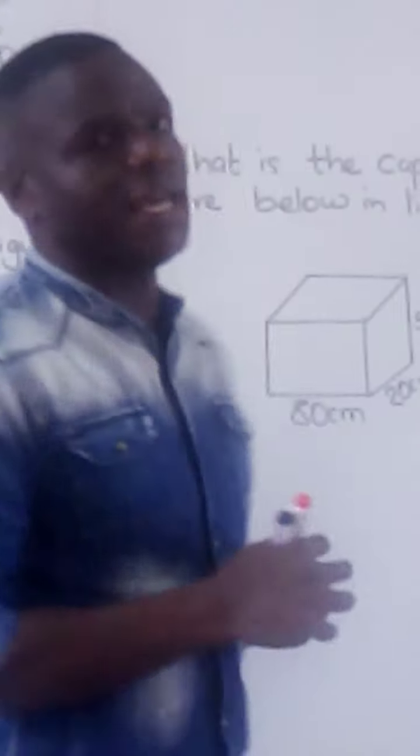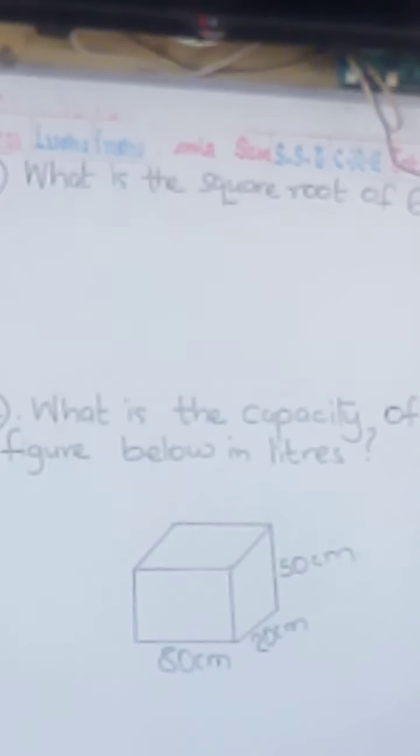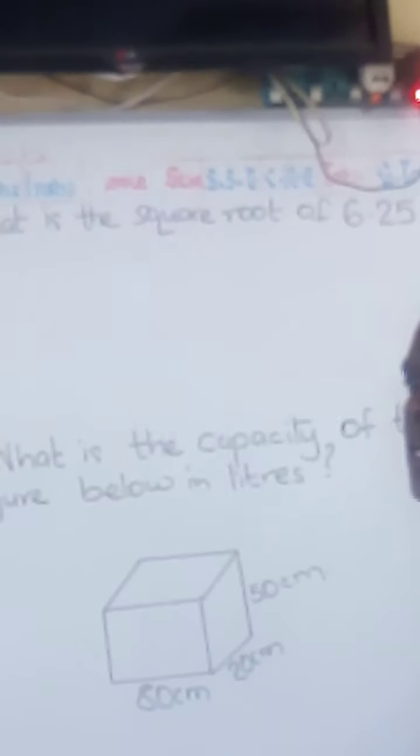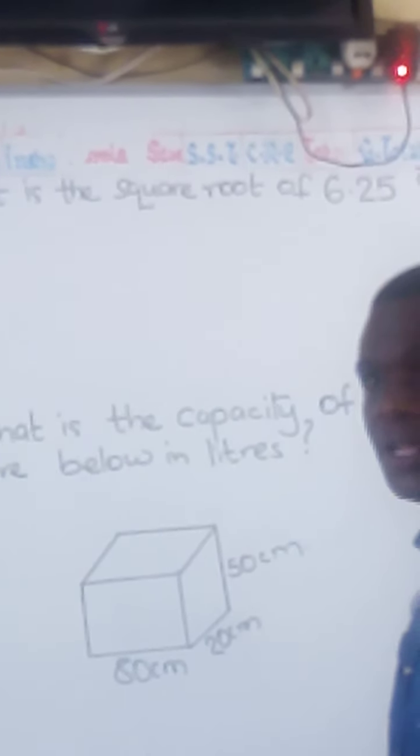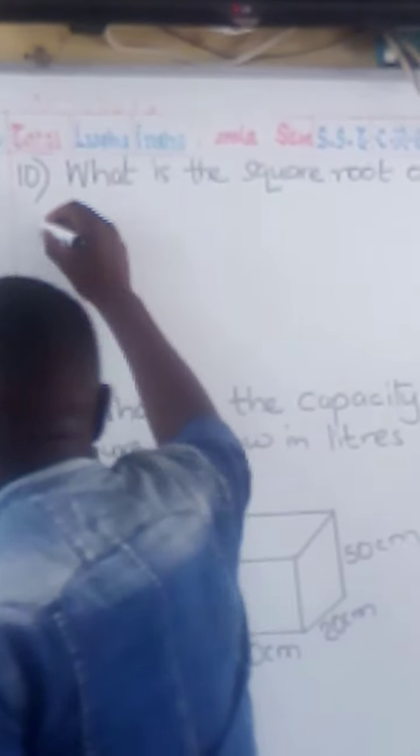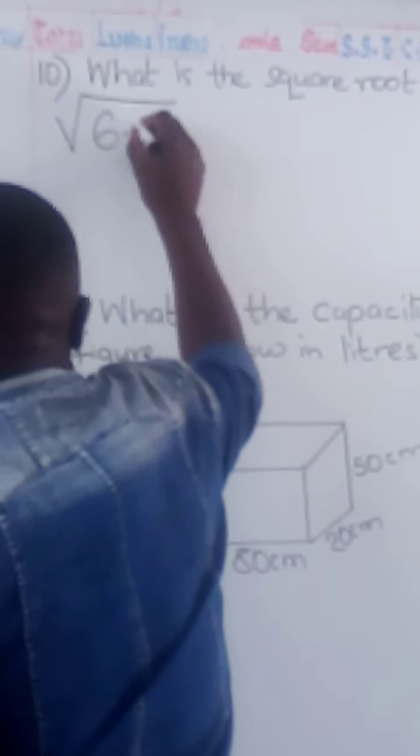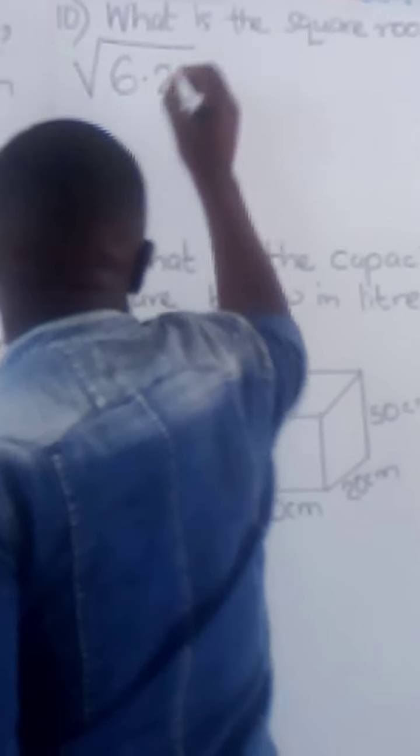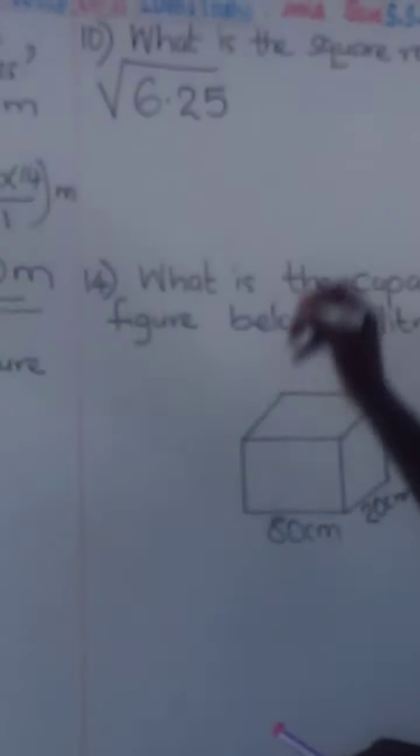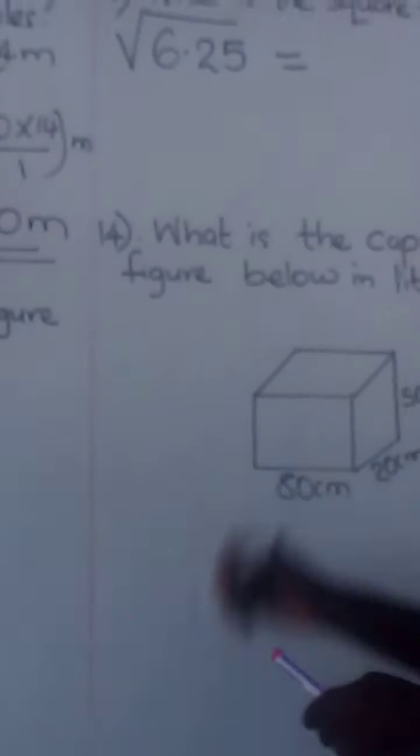Let us go to question number 10, boys and girls. What is the square root of 6.25? 6.25 is a decimal, and the square root is written that way. We express the decimal as a fraction.